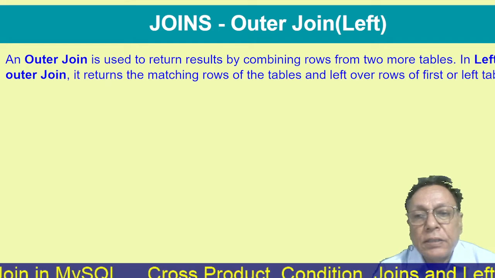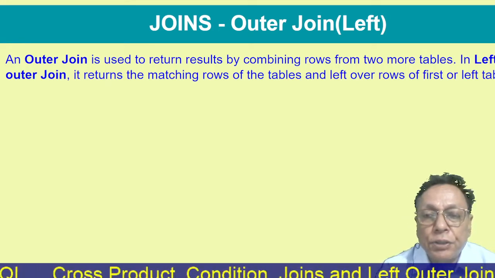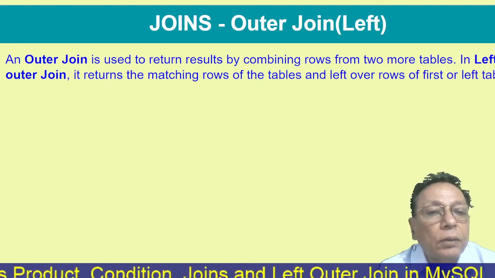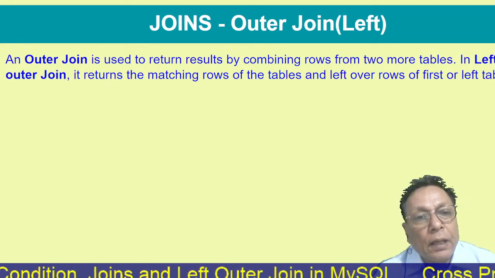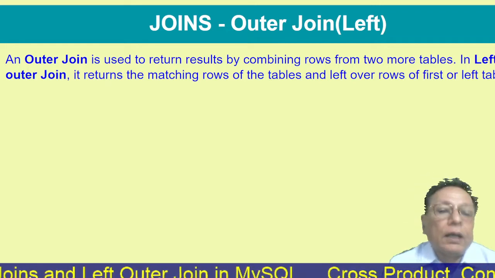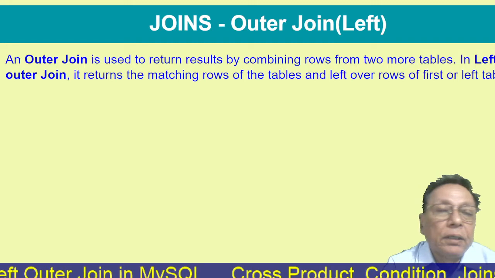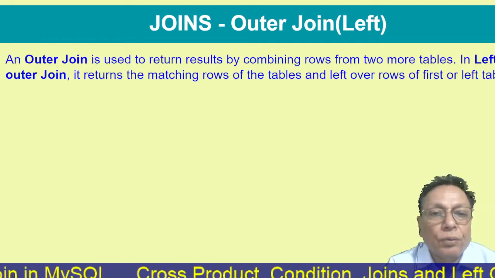We have already discussed self join, natural join, and equi join, and right now I'm going to discuss outer join, and that too left outer join, and after that we'll discuss right outer join, and in the end we'll discuss the full outer join.